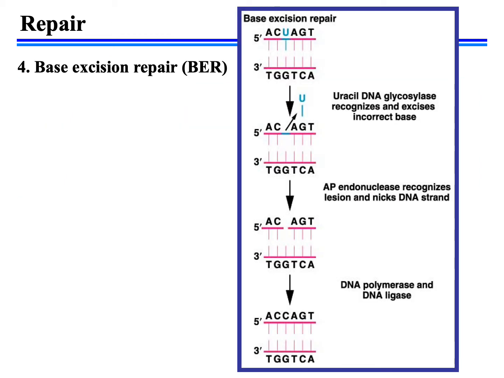The last two examples are types of excision repair, but they are subtly different from one another. The example that you see on this particular slide is known as base excision repair, also known as BER. In this example, there are additional enzymes that are involved in this repair process. There are enzymes known as DNA glycosylases. These are enzymes that recognize incorrect bases and remove them by hydrolyzing the glycosidic bond.